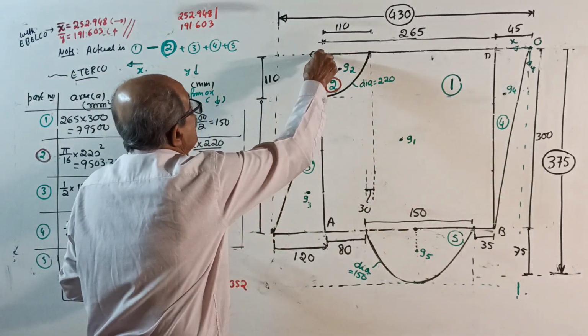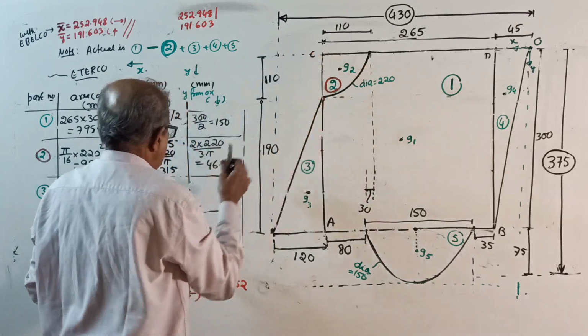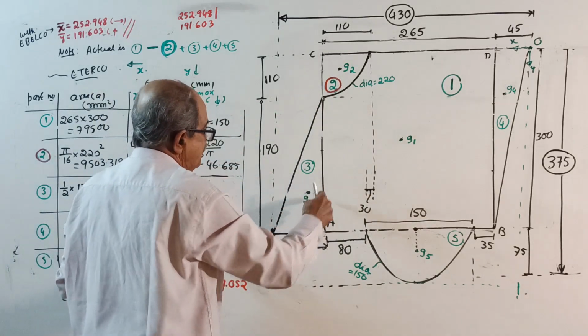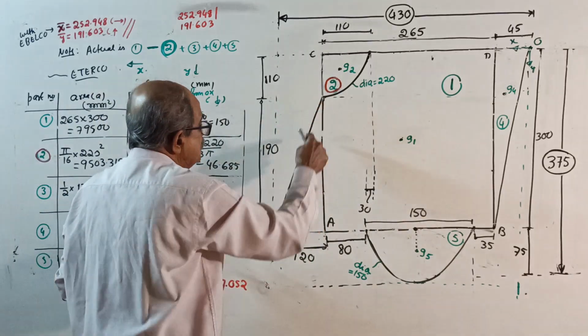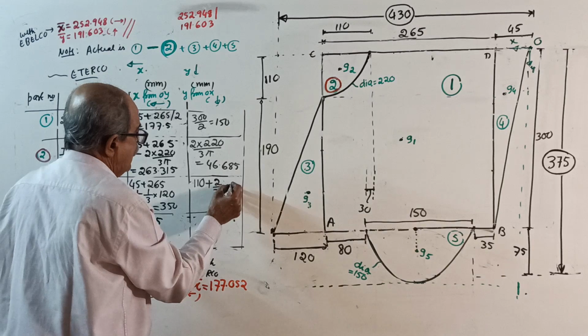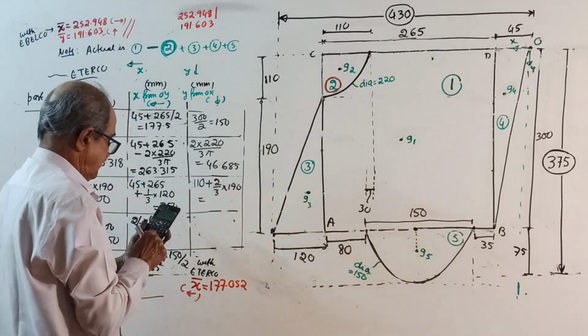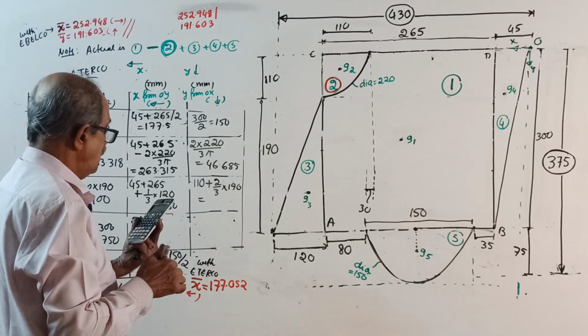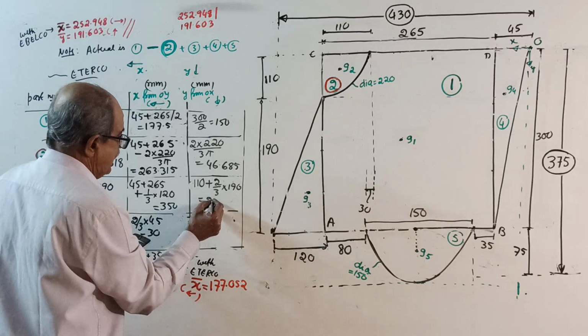y3, where is 3 here? See, from here to here, 110 plus from here to here, this is 1 by 3, this is 2 by 3, plus 2 by 3 of 190. 110 plus 2 by 3 of 190 is 236.667.